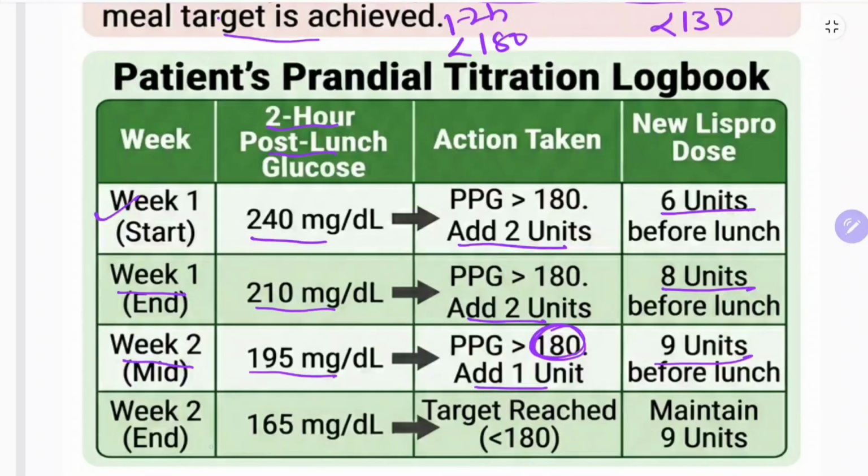At the 13th day, the patient measured it and the 2-hour glucose was 165. So the target is achieved and the patient is on a maintenance dose of 9 units.